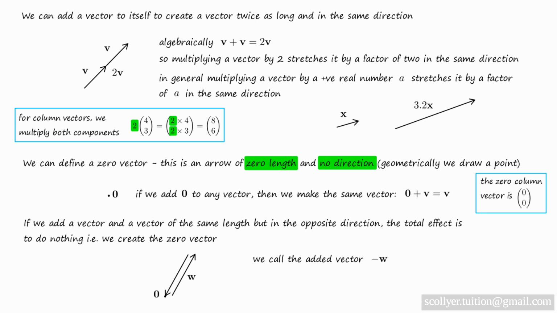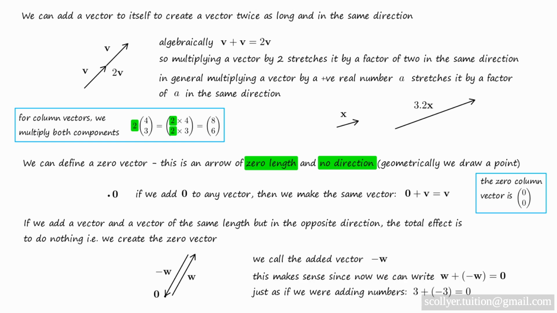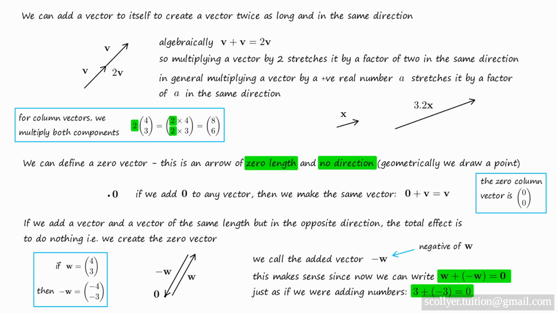And we call the vector that we added minus w. And by calling the added vector minus w, it allows us to write w plus minus w equals 0 in the same way that we write 3 plus minus 3 equals 0. We say that minus w is the negative of w. For column vectors, if w equals 4, 3, then minus w equals minus 4, minus 3.